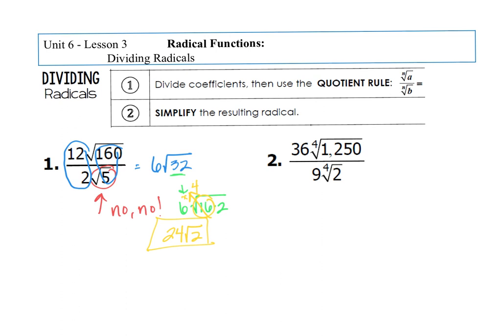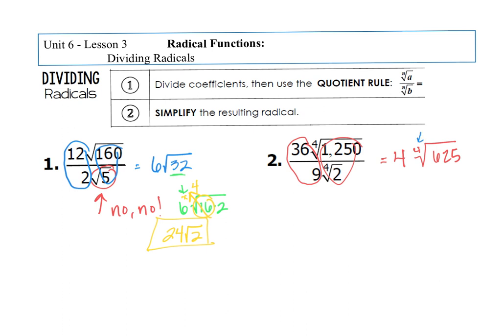Okay, on number 2, we have 36 fourth root of 1250 divided by 9 fourth root of 2. Again, we're not allowed to have that fourth root of 2 in the denominator. No radicals in the denominator. So we can see if we can simplify the denominator into the numerator. We check, 36 does divide by 9. It makes 4. And then we're going to make a little fourth root house here. And we can take our 1250 and divide it by 2, and we get 625. The denominator got divided into the numerator, so now we have one radical term to simplify.